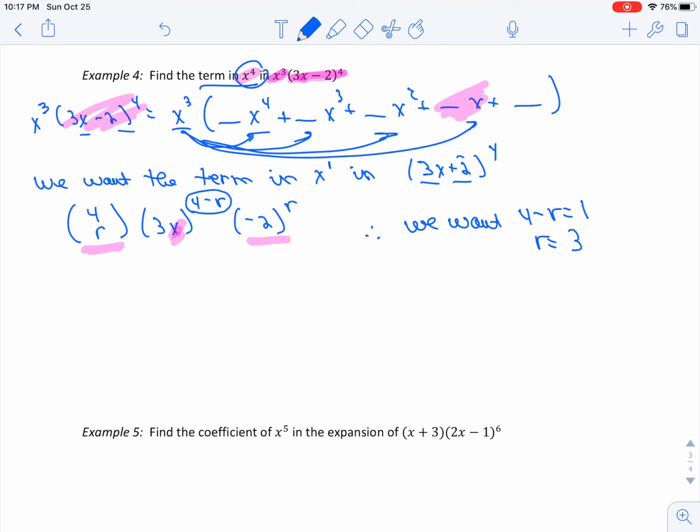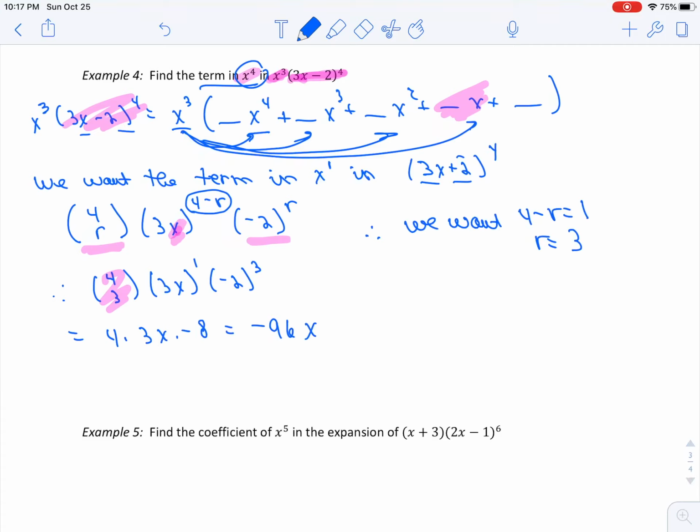So that means that our term in x to the first is going to be 4 choose 3 times 3x to the 4 minus 3, which is to the first, times negative 2 to the third power. So this gives us, and again, I'll let you double check these, 4 choose 3 is just 4, times 3x to the first, which is just 3x, times negative 8. So this is negative 96x.